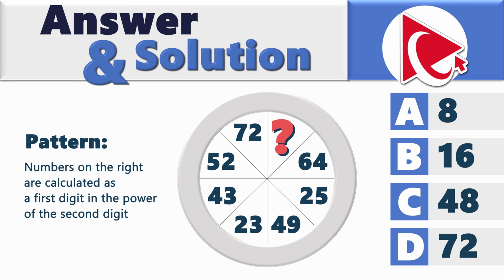Let's look at the example. The number on the left is 72. Number in the opposite section right across is 49. 7 in the power of 2 is 49. This is how 49 was calculated.